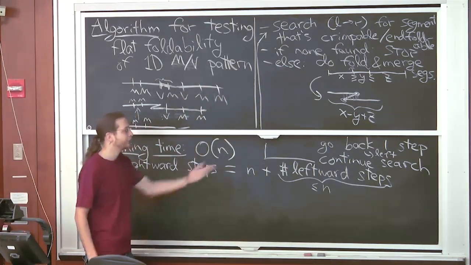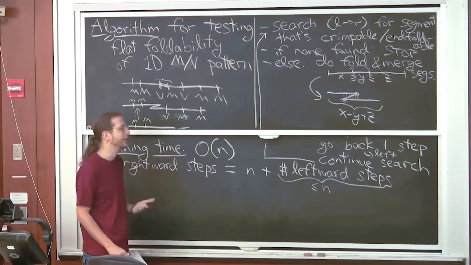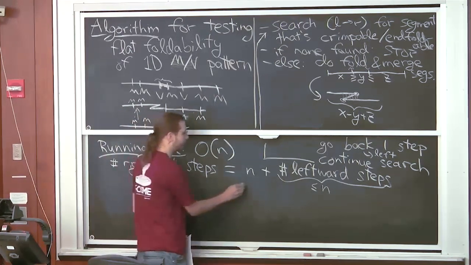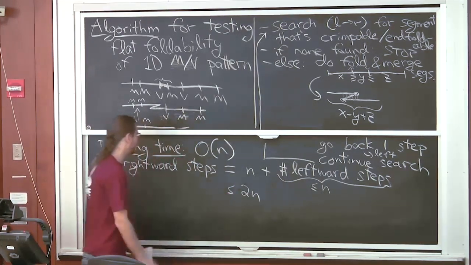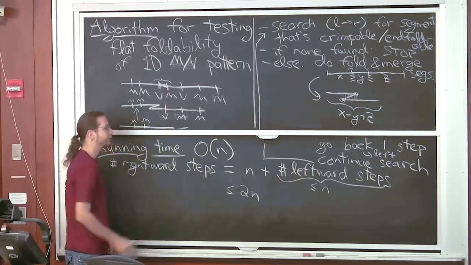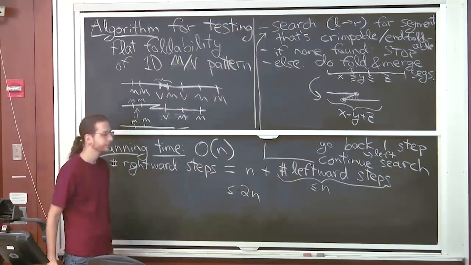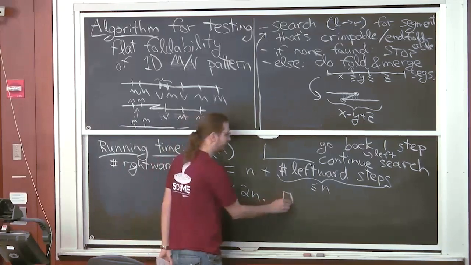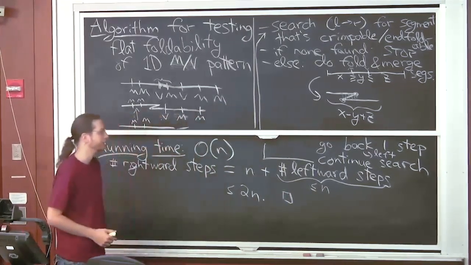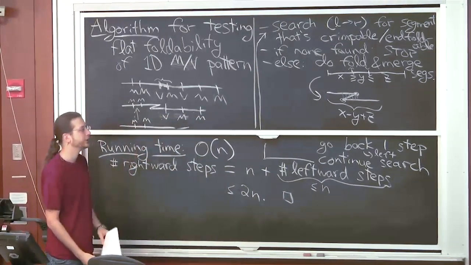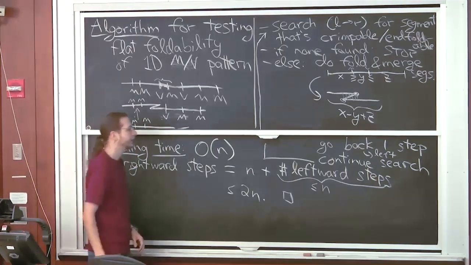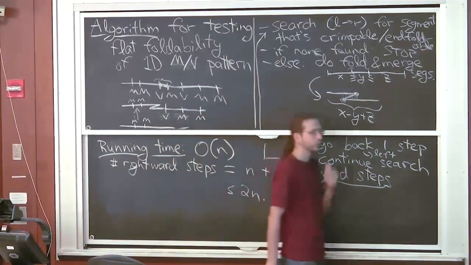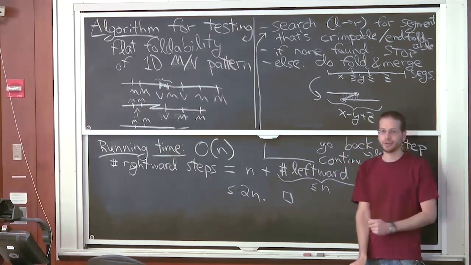So it's actually less because crimps do 2 at a time. But the point is this is at most 2n. And so the number of rightward steps we make is linear, and so the overall running time is linear. For the algorithms people, this is a very simple amortization argument. We're charging the leftward steps to the folds that we're doing. So that's an easy way to do 1D flat foldability testing for mountain valley patterns.